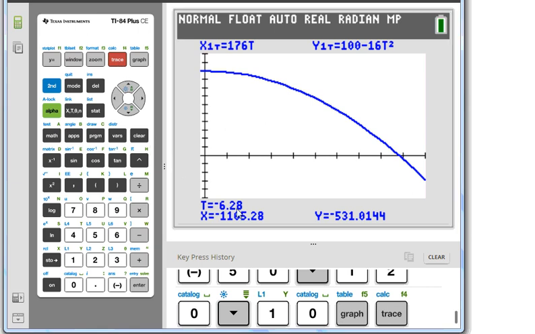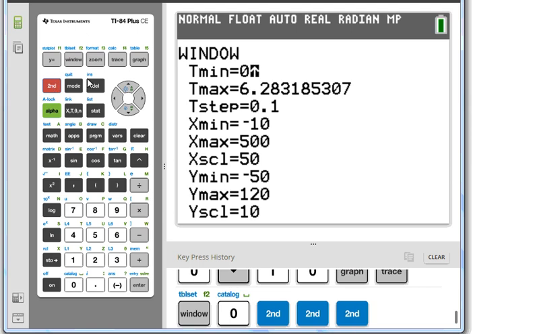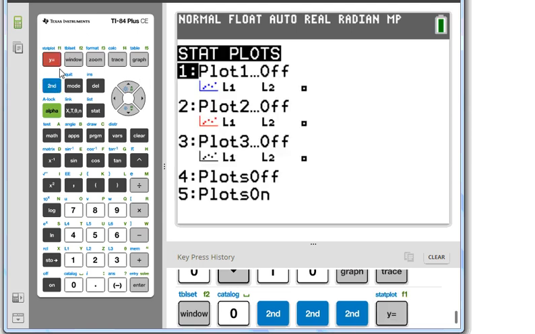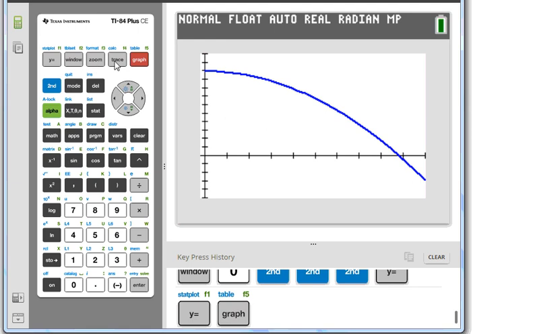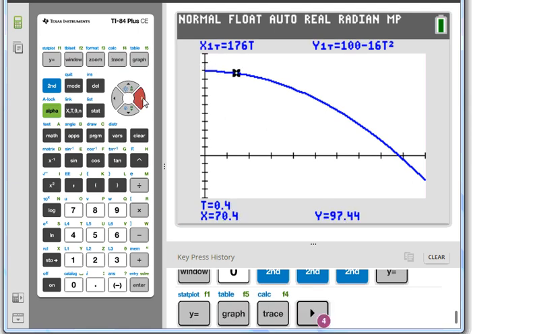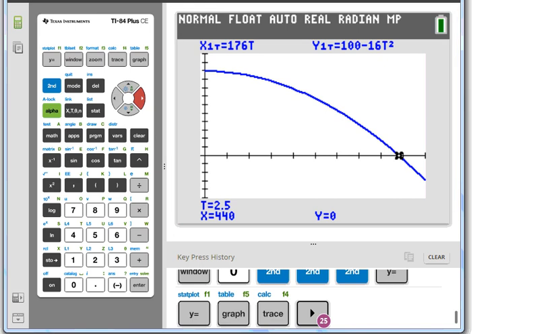I have t set at negative 6.28, which we kept from the last time. I'm going to set this to 0, just to start from a better place. Let me do that again. We'll go to graph, trace. There we're starting at 0. We can just go right here, and it looks like t is advancing every tenth of a second. Here at exactly 2.5 seconds, we're 440 feet out, and y equals 0. So we know the answer to that question is 440 feet.